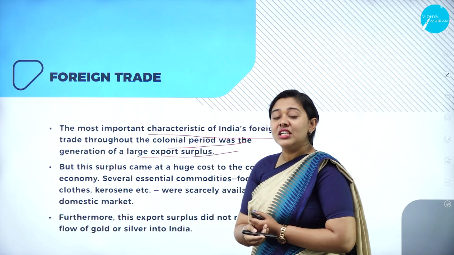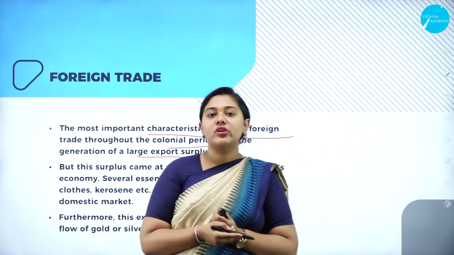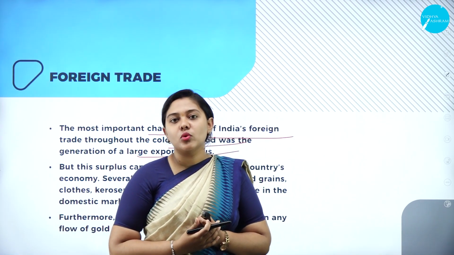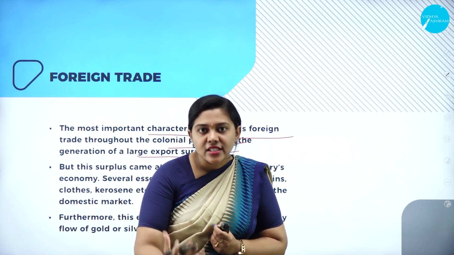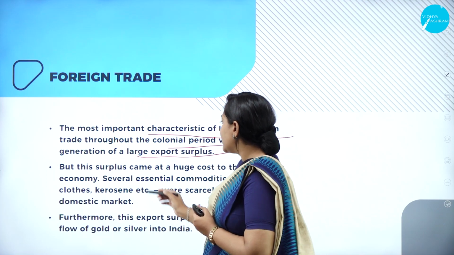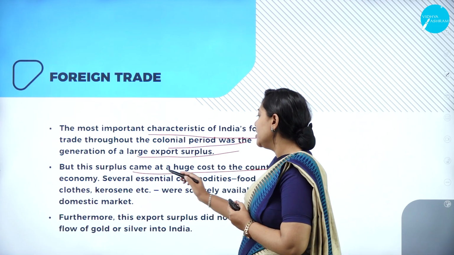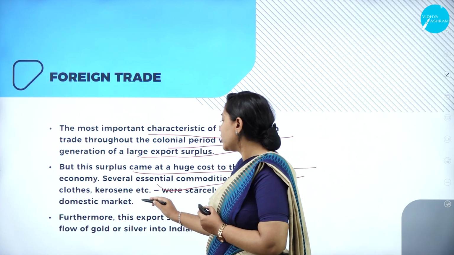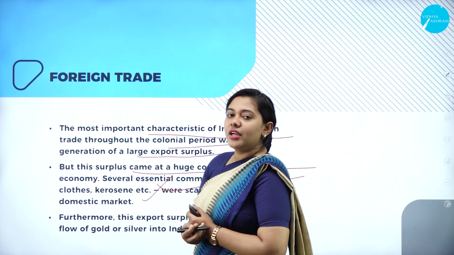a large export surplus. There was only export. We can see the exporting of basic raw materials. We could only produce those things into finished goods, but they were completely exploiting us. But this surplus came at a huge cost to the country's economy. Several essential commodities like food grains, cloth, kerosene, etc. were scarcely available in the domestic market.